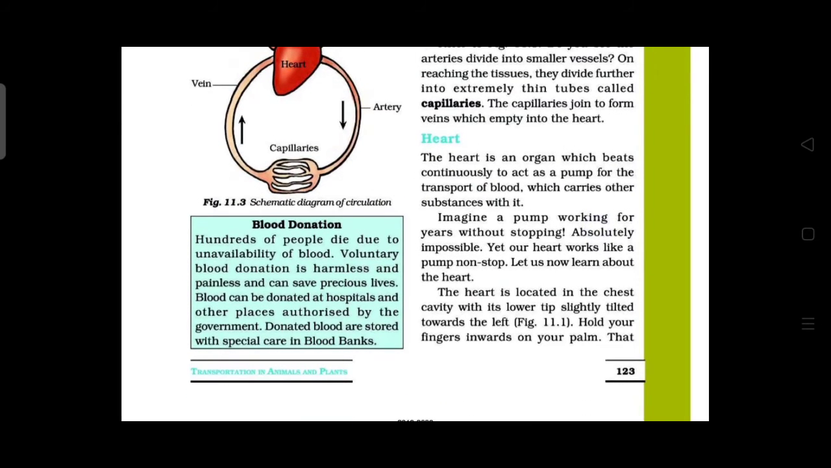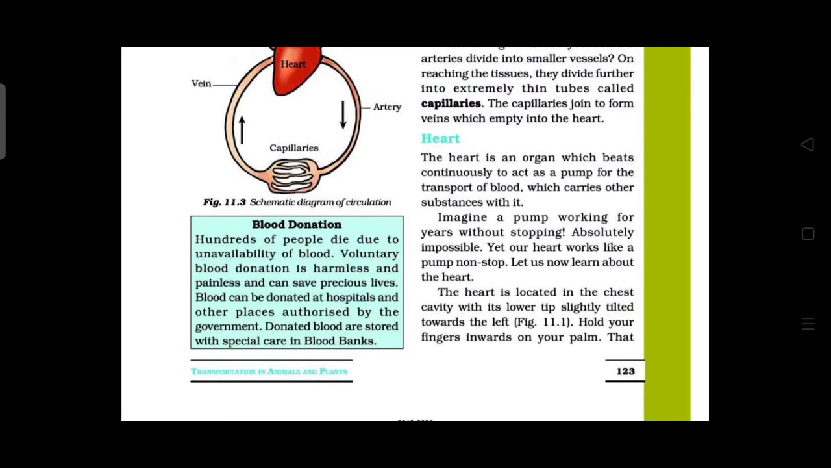Then about the heart. We all know about the heart, right? The heart is an organ which beats continuously to act as a pump for the transport of blood, right? The heart is an organ. It continuously beats and pumps, right? If it does not pump, what happens? We die. It is continuously pumping and also beating.